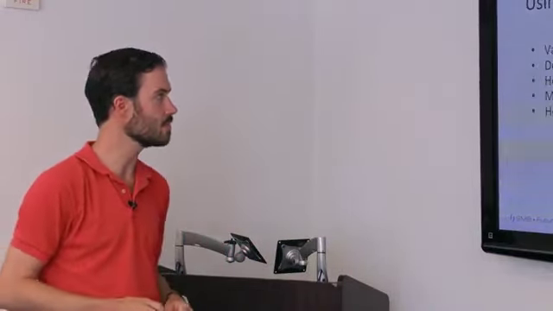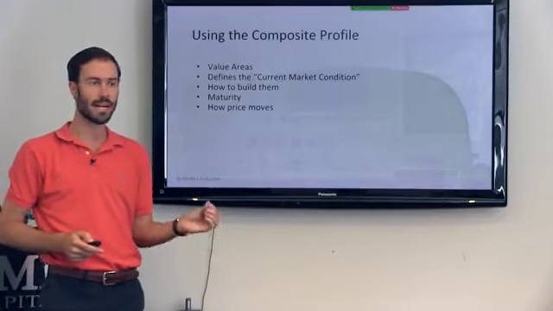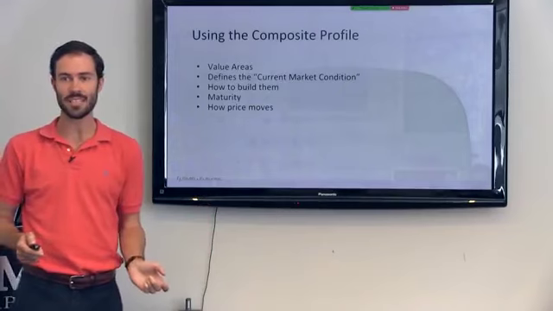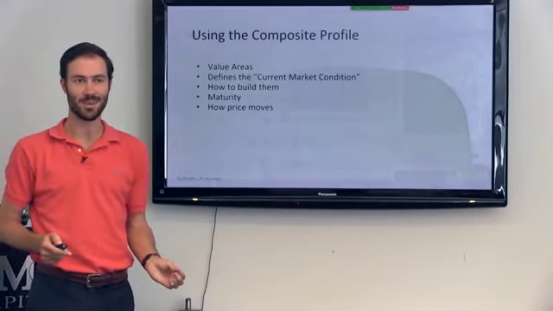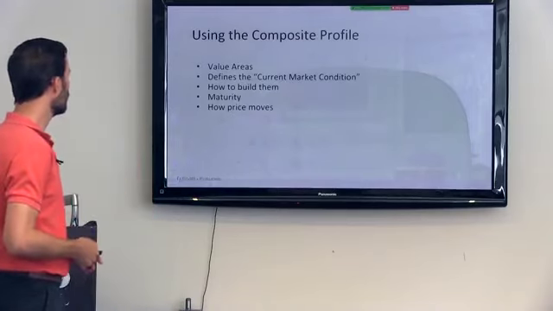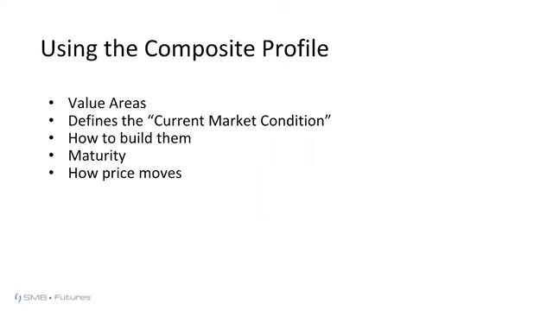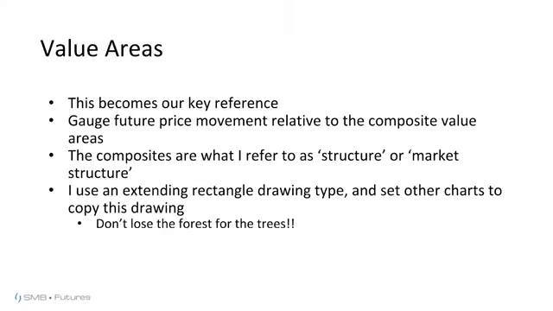Just the concept. So we're going to create value areas from it. This is what we're going to use to define that current market condition that we talked about yesterday that was so critical for being able to apply the right strategy or tactics at the right time in the right environment. Should I go with this ascending wedge breakout pattern here? Or is this not such a good idea? Should I actually look to fade the failure of patterns like that or something? We're going to look at how to build them, get you comfortable with that. We're going to talk a little bit about maturity of composites. It's a lesser factor, but still something I think is worth talking about. And then we'll ultimately get into how price moves.